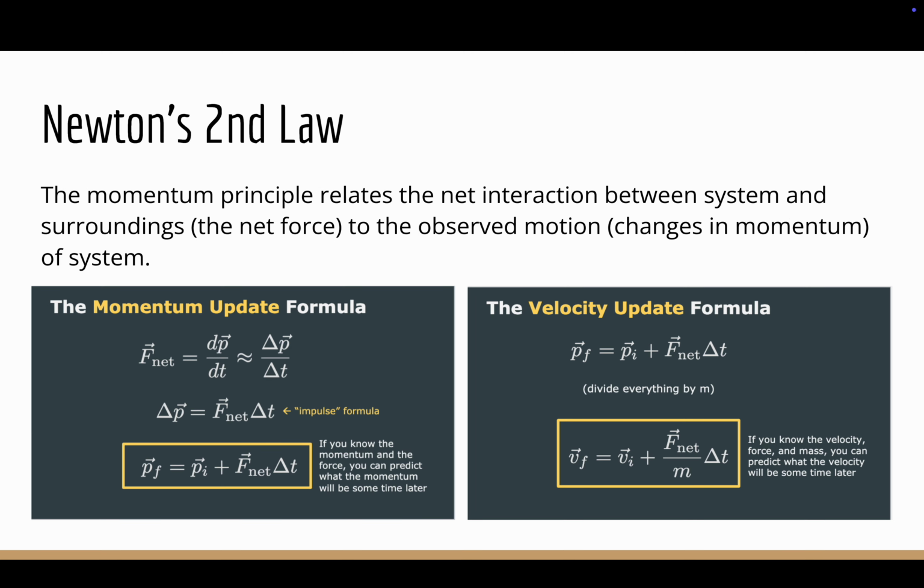The fundamental principle that this lab is about is Newton's second law, which relates the net interaction between system and surroundings, the net force, to the observed motion, the change in momentum of the system. Newton's equation is F net equals dp over dt, which is change in momentum over change in time. The formula can be manipulated so that we can get the velocity update formula, shown right here.